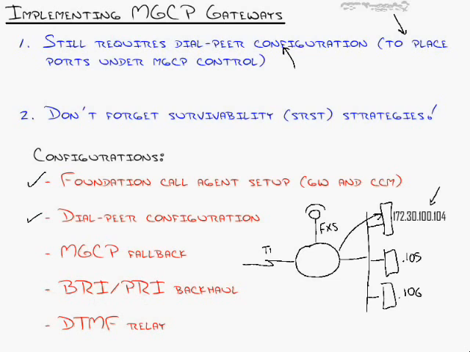So MGCP fallback is where you want to configure the router to fall back on some other dial plan should MGCP fail, meaning it loses its connection to the call agent. Now there's different commands depending on what version of router. It seems like there's so many things I can say that for. Different versions of router have different commands.